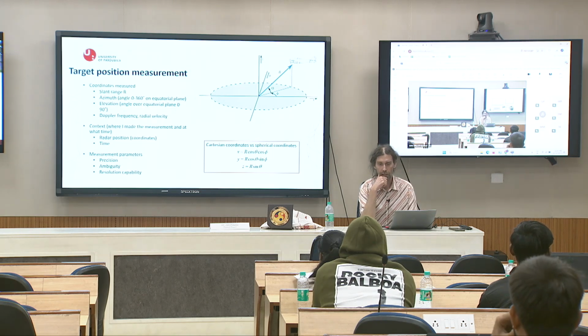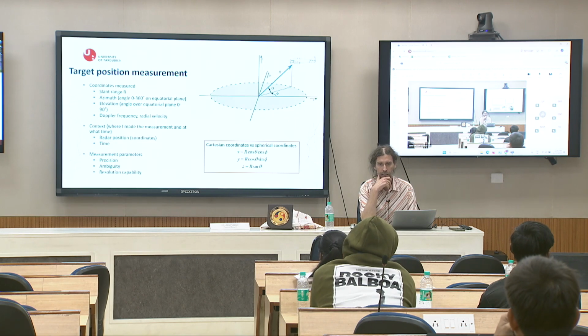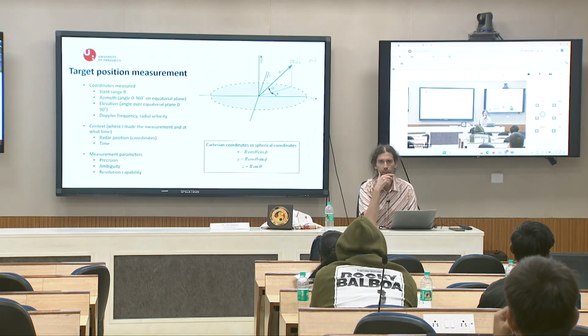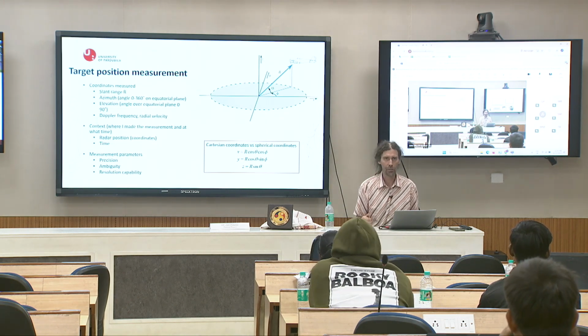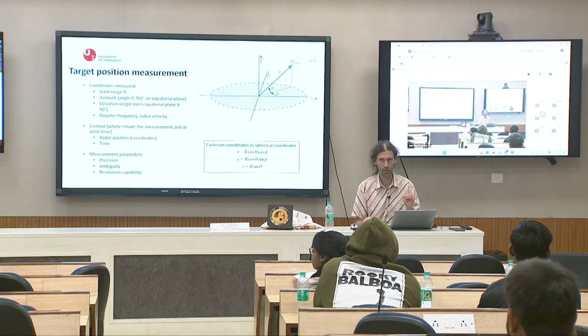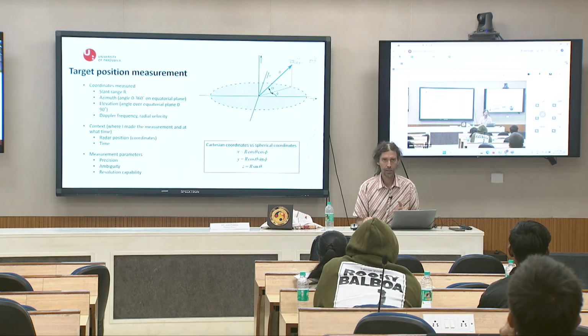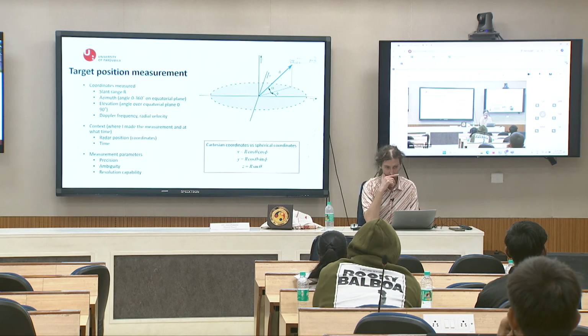If our target is moving, then we also measure Doppler frequency, and based on Doppler frequency we measure radial velocity, not like classic velocity when you are driving a car. It is radial velocity. Be careful. It is not the same.